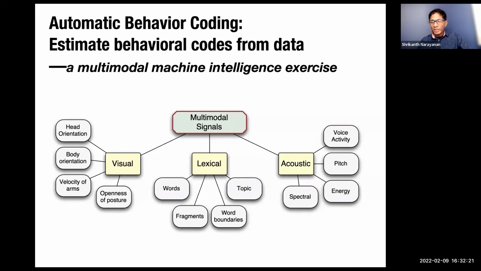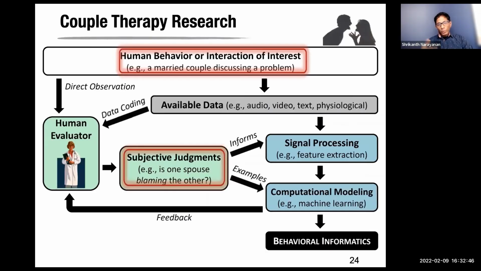So we can think about this as a multimodal machine intelligence exercise, right? Human interaction data has multiple modalities, right? Visual modality, words, lexical, and acoustic, the way we use our voice. All these provide very interesting information sources.